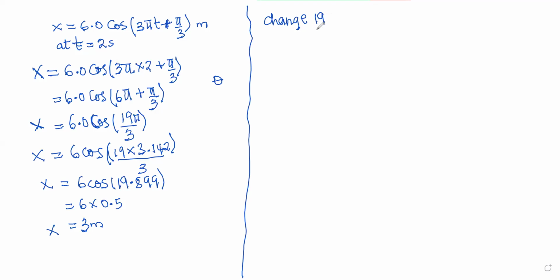You are changing 19 pi over 3 to an angle in degrees. This is in radians, don't forget. You are changing it to degrees. If I had 1,140, that's correct, 1,140.